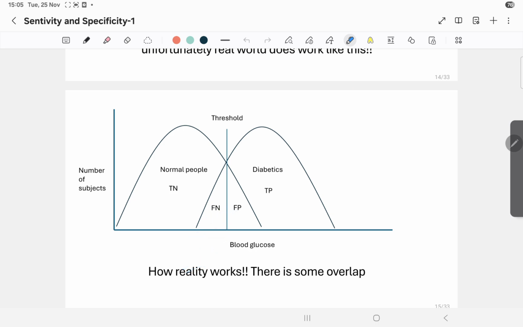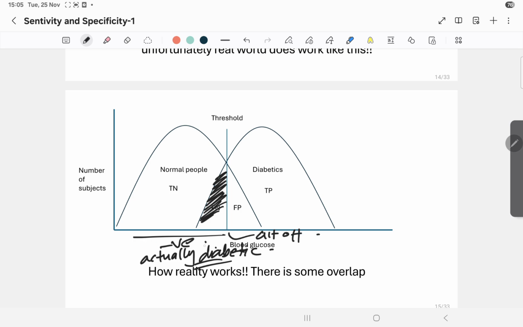What do we mean by false negative? That although the test is showing that they are negative for diabetes, they actually are diabetic, right? So this particular part I am talking about. We have taken a cutoff here, so they have a negative test, this part is negative, but they are actually diabetics because they come under this graph, right? So that is what we mean by false negatives.